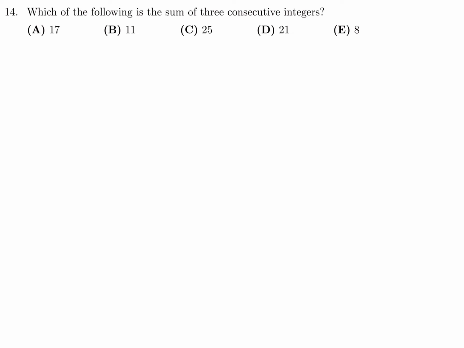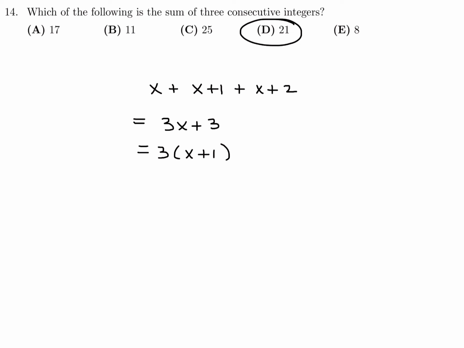Which of the following is the sum of 3 consecutive integers? 3 consecutive integers would be X, X plus 1, and X plus 2. The sum, you would add them. And when you do, you get 3x plus 3. You can factor out a 3 here, and you get 3 times x plus 1. So the sum of 3 consecutive integers is obviously some multiple of 3. Which of these numbers is a multiple of 3? The only one is D. Number 14, the answer is 21.